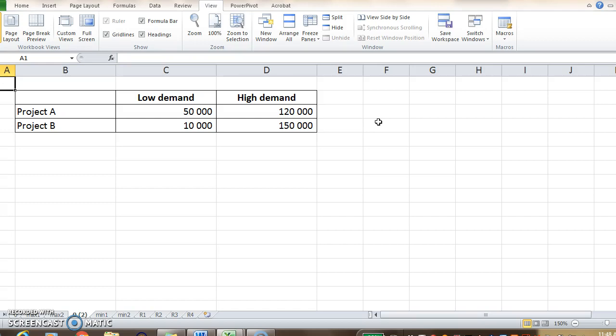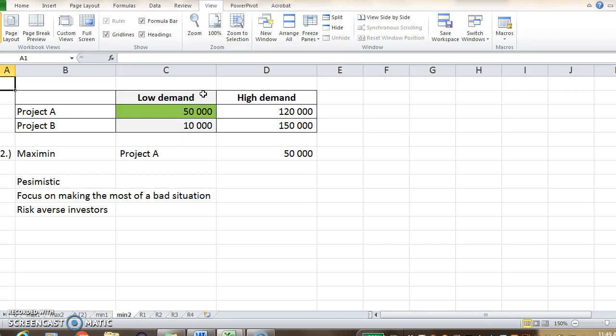That's Maximax. Now let's look at Maximin. Maximin are the pessimistic risk-averse investors or decision makers. They'll focus on the worst case scenario, the low demand in this case. And they would want to make the most of a bad situation. So in this case, they'll choose project A. So they'll expect the worst and then you try to maximize the return under those circumstances.